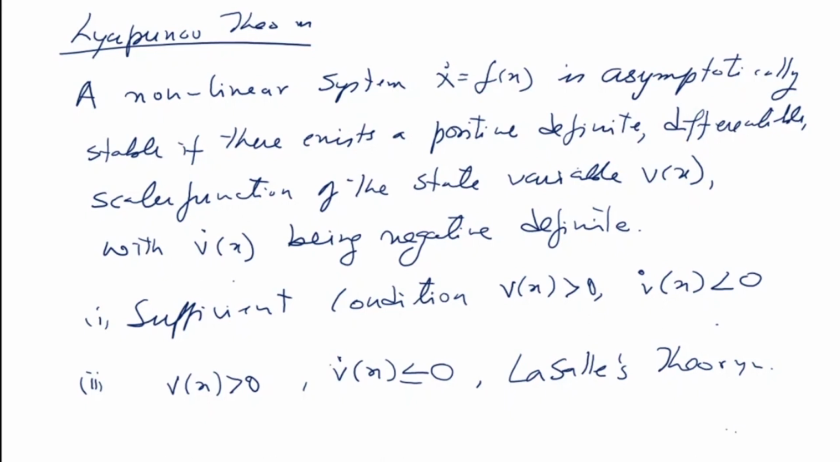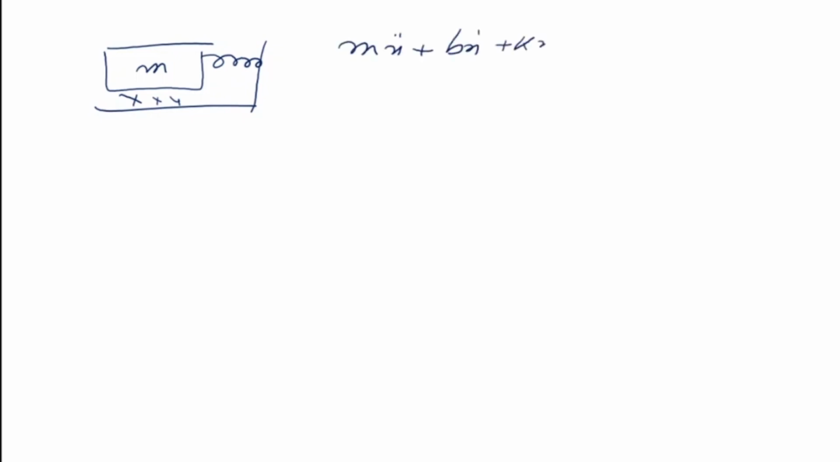So we go back to the spring mass damper system and look at how it is behaving. We have a spring, a mass and a damper, so we have an MBK system: m x double dot plus b x dot plus k x is equal to 0. Now we proved that V dot of x is equal to minus b x dot squared. But at x dot is equal to 0, this V dot of x is going to become 0. So V dot of x becomes equal to 0.